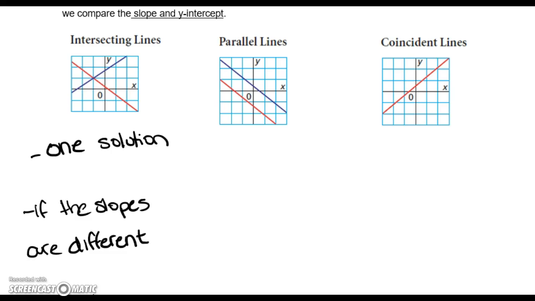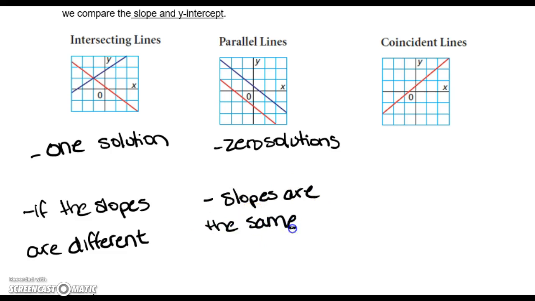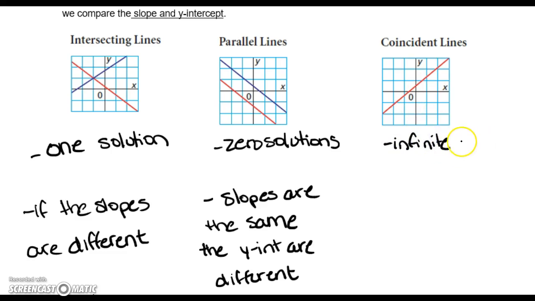For our second situation, we have parallel lines, and with this one there are zero solutions. This is where the slopes are the same, but what's different is that the y-intercepts are different. Then in our last case, we have an infinite number of solutions. That's because these two lines are what we call coincidental lines, which means they overlap so that they're literally one on top of each other.